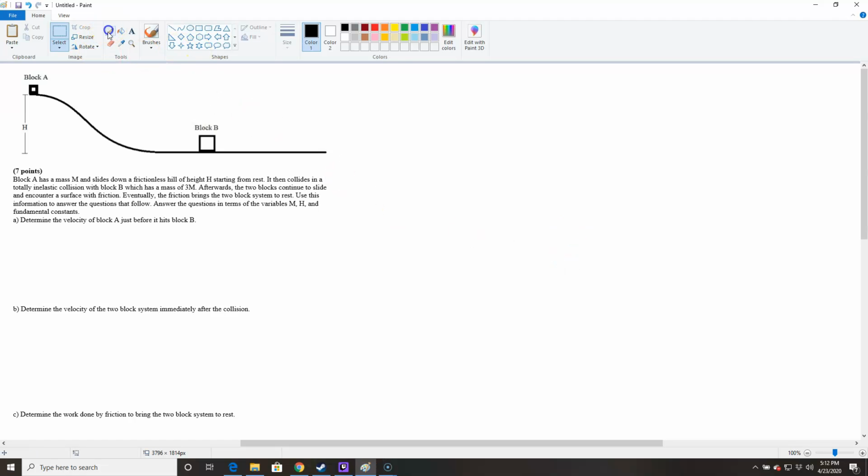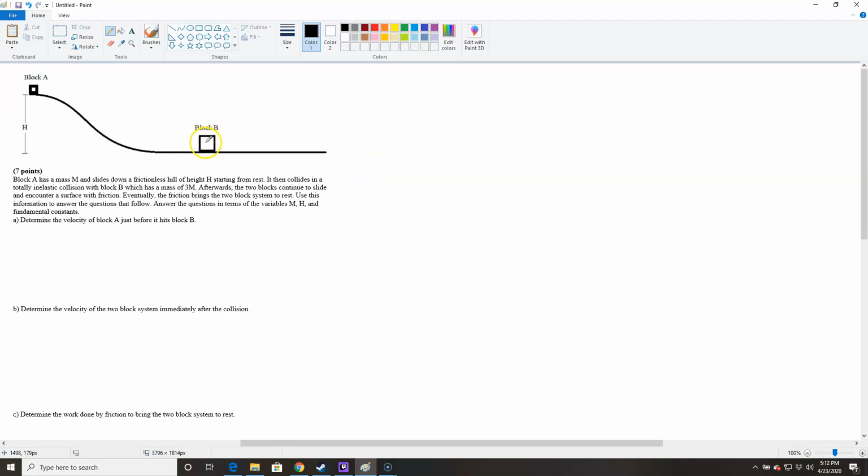For the momentum question, as I mentioned in the energy problem from the other day, there's going to be energy involved in this. Momentum and energy tend to go hand in hand. In this momentum question, we have block A with a mass m, slides down this frictionless hill of height h, and it starts from rest.